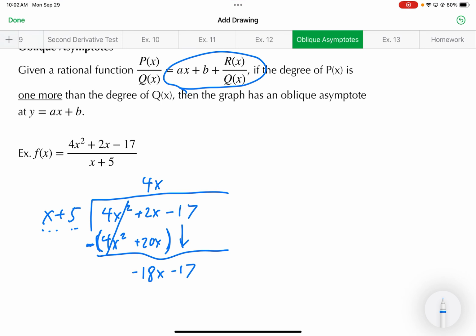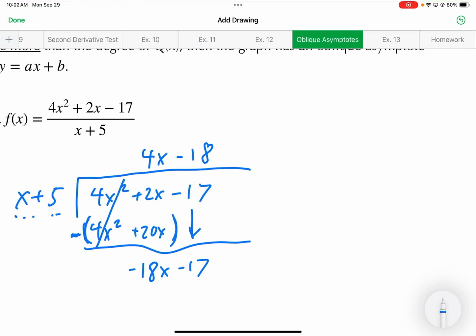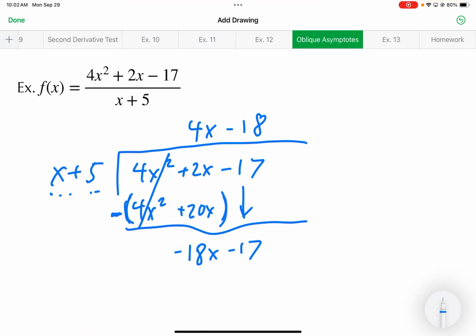And then I do it again. So what multiplies by x to be negative 18x? Negative 18. Good. That goes above the negative 17. And then I multiply negative 18 by x plus 5. See, I even wrote the 18 with a heart up there because that's how much I enjoy doing this. So negative 18 times x is negative 18x. And then negative 18 times 5 is negative 90. And then I'm going to subtract.